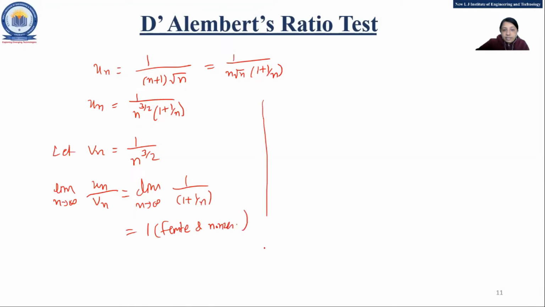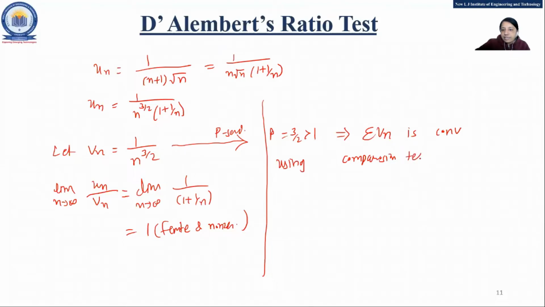Now we have applied the comparison test. This is Vn, so using the P series test, n raised to P. So P is 3 by 2, which is greater than 1. So we can say that summation Vn is convergent. And using the comparison test, you need to write down, summation un is also convergent. So this is about when x equal to 1.